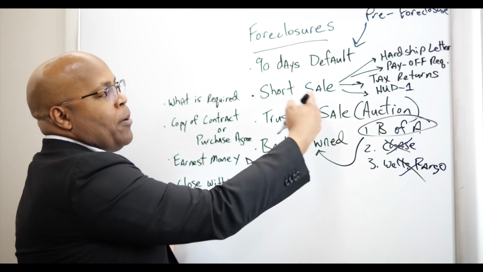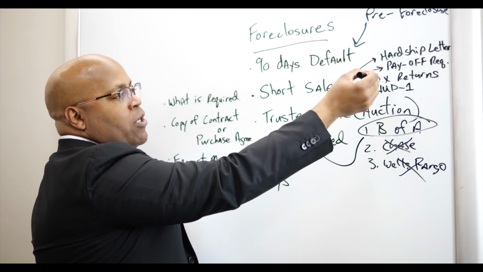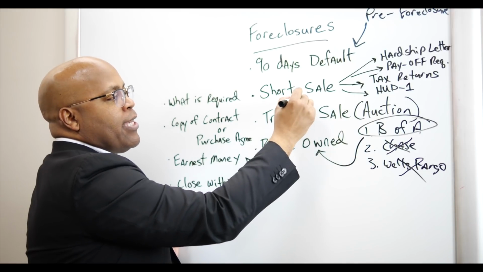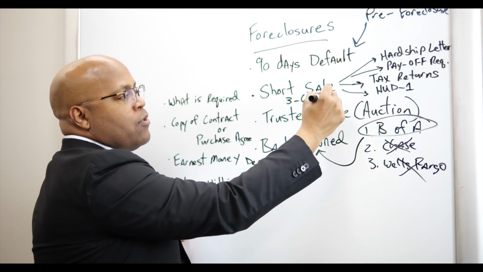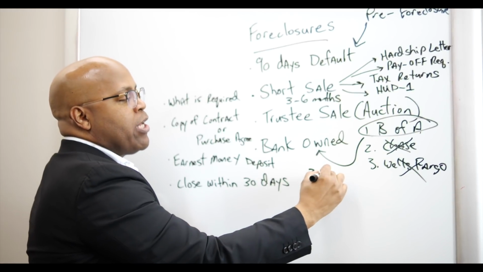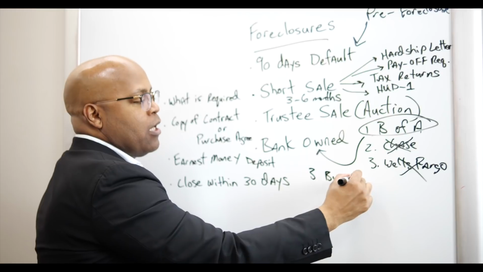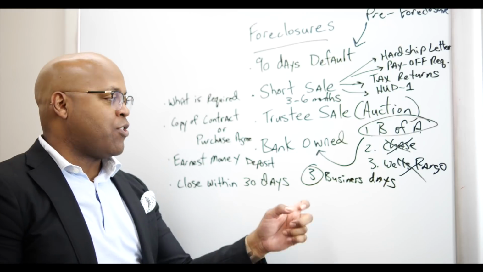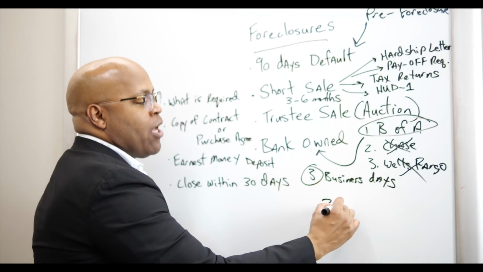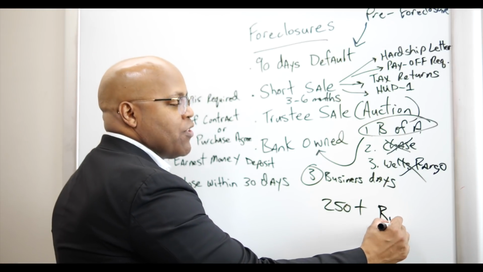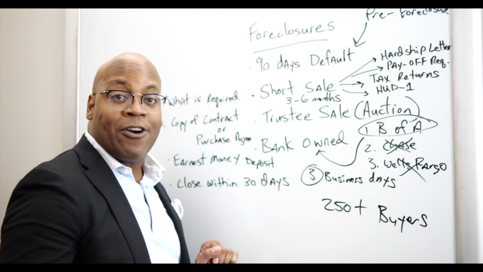So remember, up here, you have to submit all this documentation. All these lenders exist. So that's why I said this could take 3 to 6 months for completion. Here, it's 3 business days, only 3. So that's the reason why, like I said, at the open house, you'll have 250 plus potential buyers that are going to show up, all right?